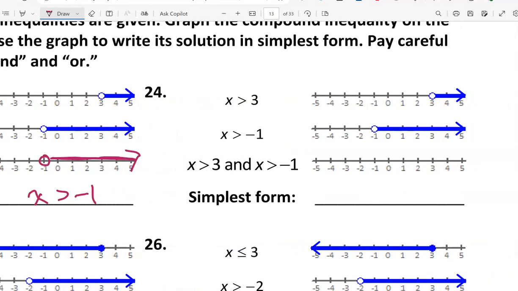In 24, we have the same inequalities, but this time we're putting the word "and" between them. "And" indicates that we're looking for what these two graphs have in common, or their intersection, and then write down what's on the number line. That's x is greater than 3.